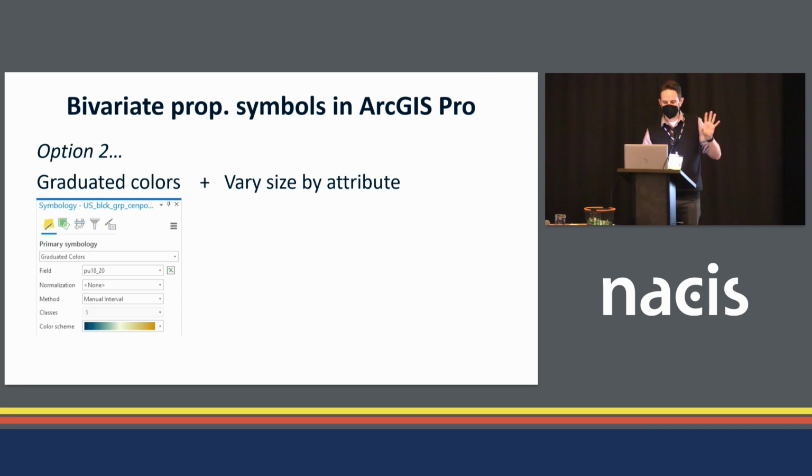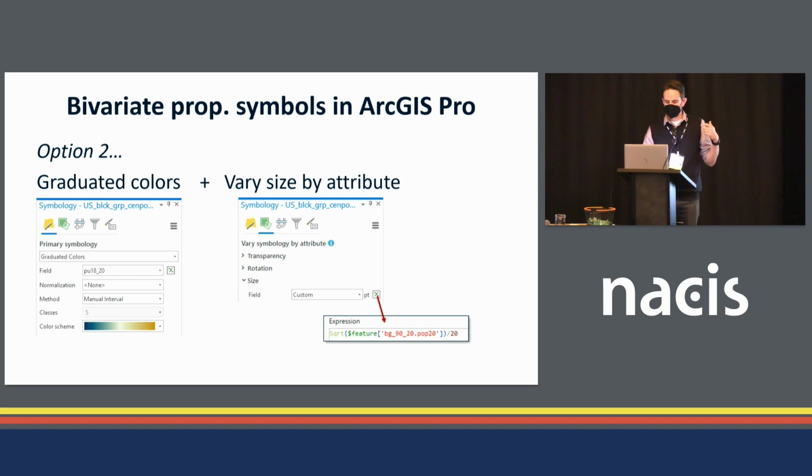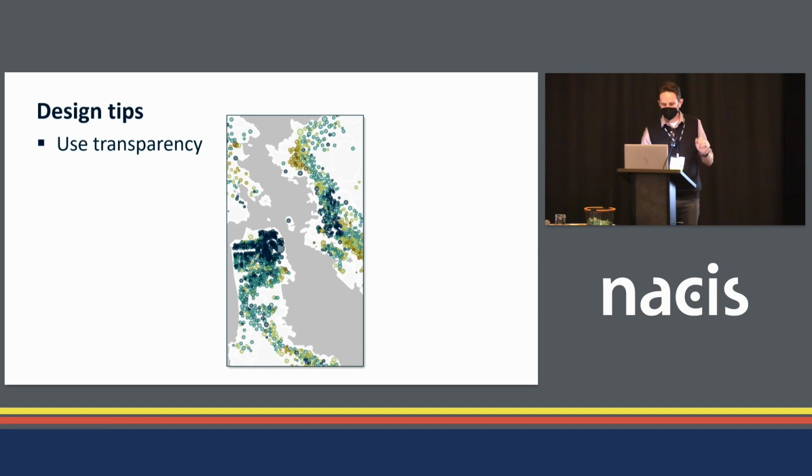So instead, I started with graduated colors, which is something you can do with point symbols, but not with area symbols. So just know that you need to start with the centers of population or some other points in order to use this. And then you can vary the size by attribute. You type in an equation, make sure you use a square root because we want areas to be proportional to population, not diameters. And then finally, some design tips.